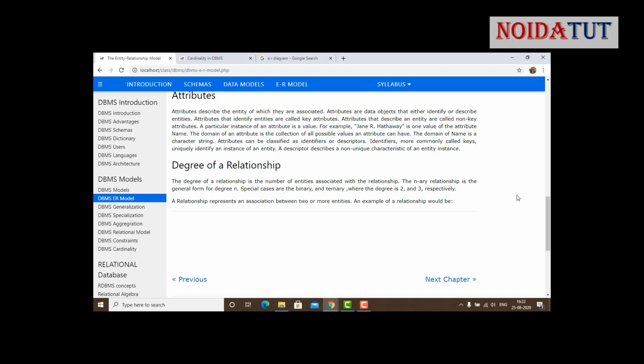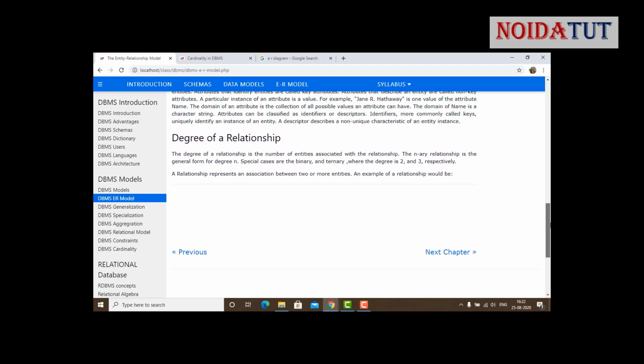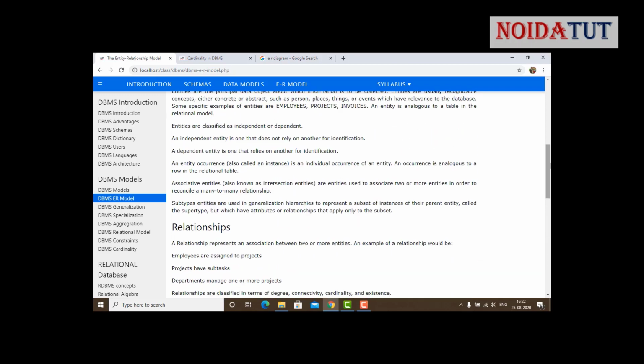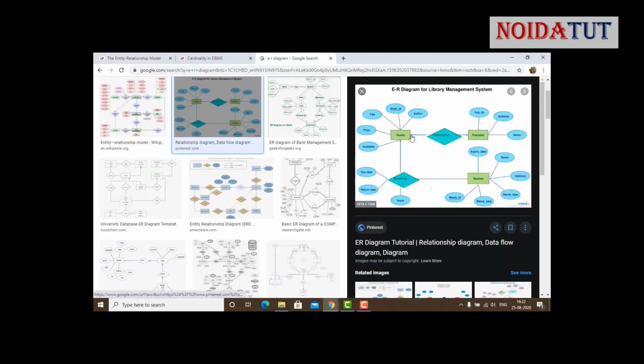A relationship represents an association between two or more entities. An example of the relationship would be, now when we are talking about the degree of relationship, you can just check the ER diagram. When we are in relationship with these, we manipulate the relationship between the books and the publisher.